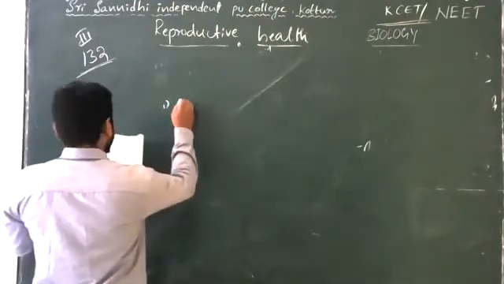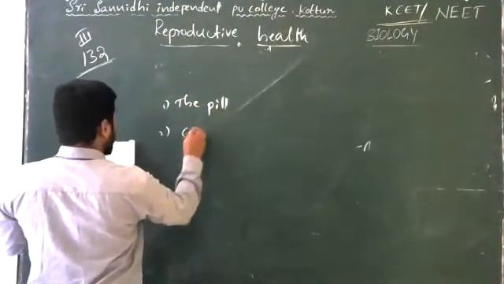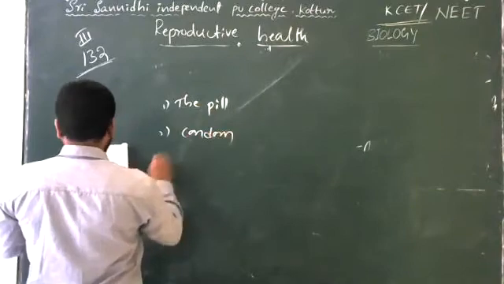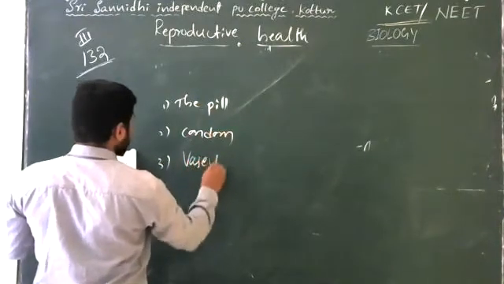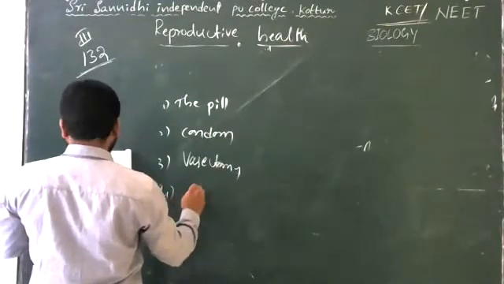So look, they are given four methods and their functions. One is the pill. Second one is the condom, the barrier one. Third one is vasectomy. Fourth one is copper T.